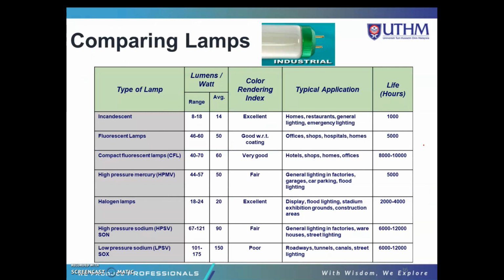Okay, this is the comparison of the types of lamp. We have the incandescents, the fluorescent lamps, the CFL, the HPMV, halogen lamps, high pressure sodium, low pressure sodium. The second one is the lumens per watt. Okay, all this is the data. And then we have the color rendering index, CRI, and the typical application of all these types of lamp, and the life of this lamp based on the hours.